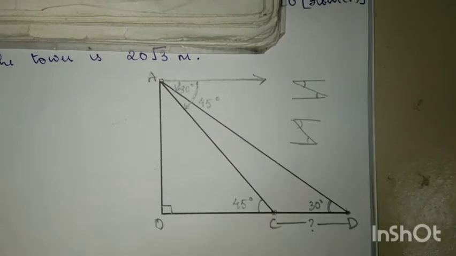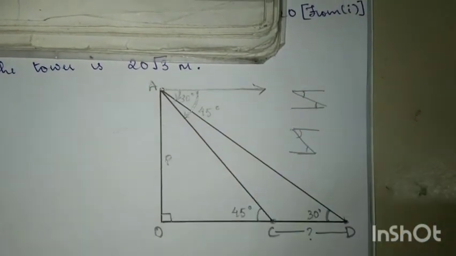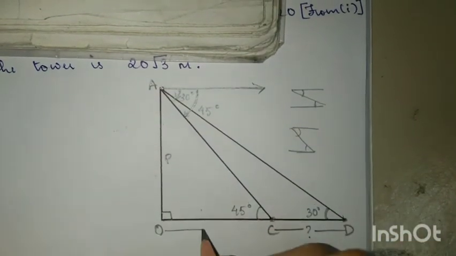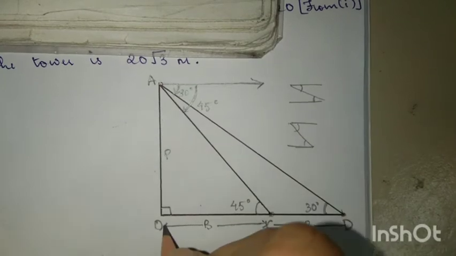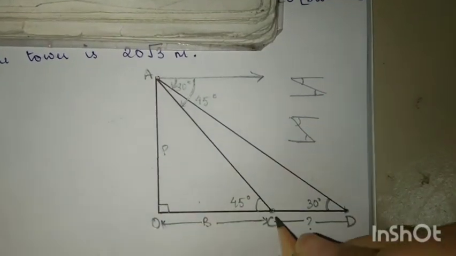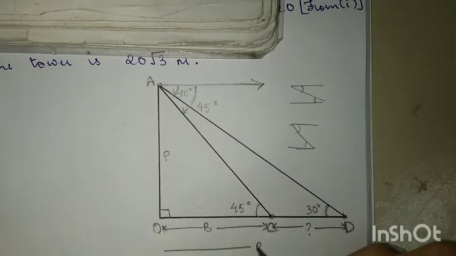They've given us the height of the lighthouse instead. All right. Perpendicular first of all, and this much is B, base for the first triangle, the smaller one, and the base for the bigger one will be this entire thing, okay?